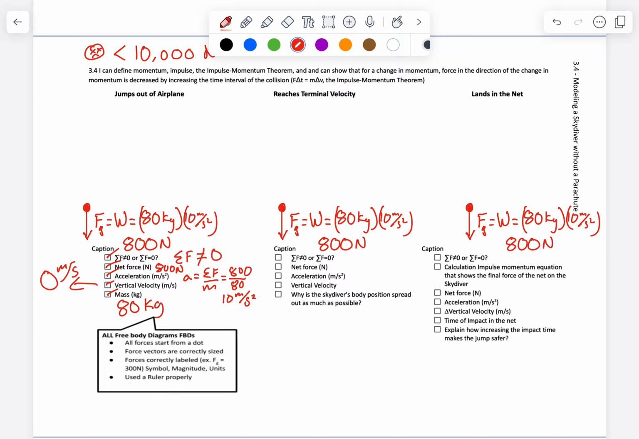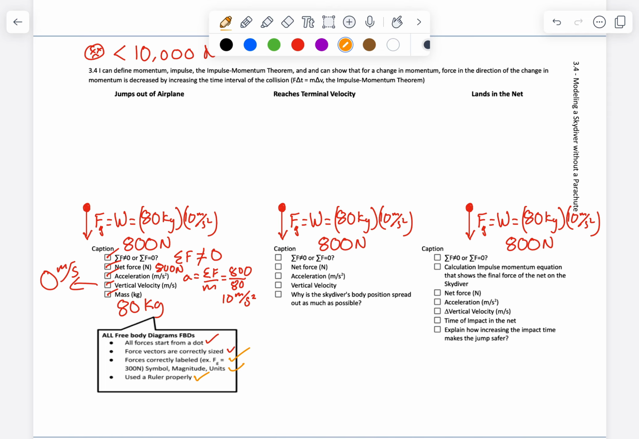Okay? All free body diagrams: all forces start from a dot. Okay, my first one started from a dot. Force vectors are correctly sized. Okay, I started them all small because I know this one over here is going to be huge in the upwards direction. Force is correctly labeled. Okay, my force is correctly labeled with magnitude and units. Yes, yes, yes. Used a ruler properly. Well, in my case, I did a straight line anyways, so I am good to go.